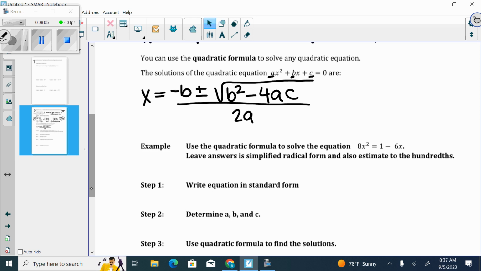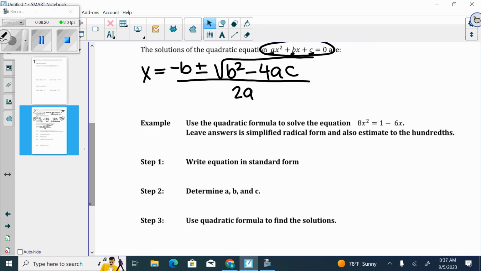All right, before we can get started, if you look back up here, this equation is in standard form, right? It's all on that one side of the equation. So my current equation is 8x squared equals 1 minus 6x, and I need it to look like this. So I need it to all be equal to 0. So I'm going to have to move some things over to make that happen, right?